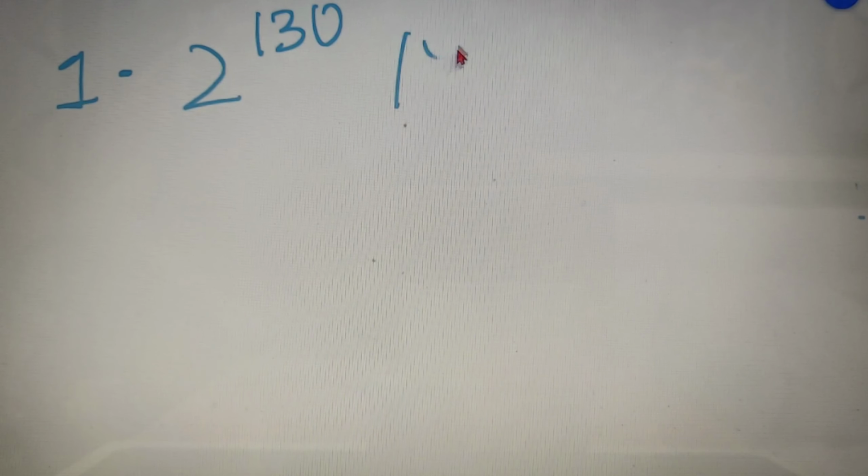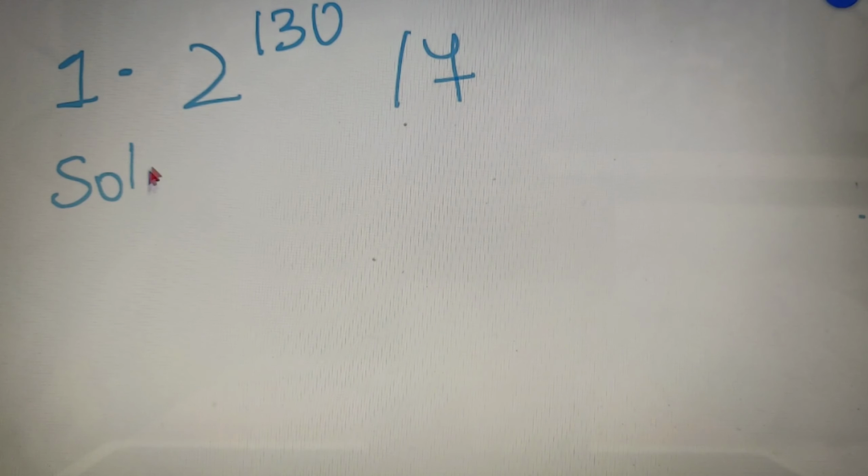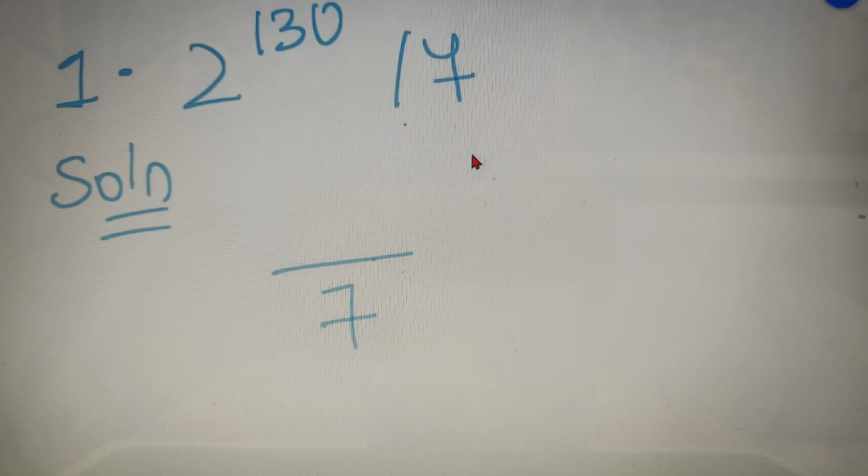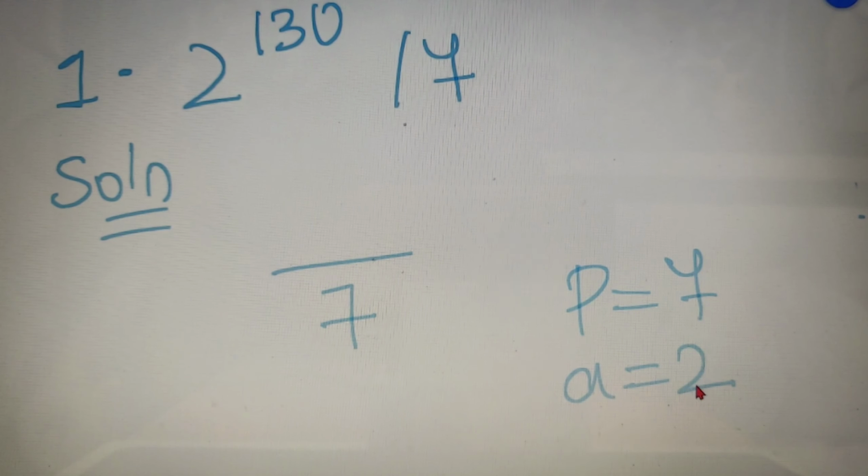So let's solve our first question. For our first question, we have to find when 2 raised to the power 130 is divided by the number 7, what is the remainder? So the solution for this question is as follows. Now I can see that 7 is a prime number, so I can apply Fermat's little theorem over here. Now over here my p is equal to 7 and a is equal to 2. Now 7 and 2 are coprime to each other, so it is sure that I can apply Fermat's little theorem over here.